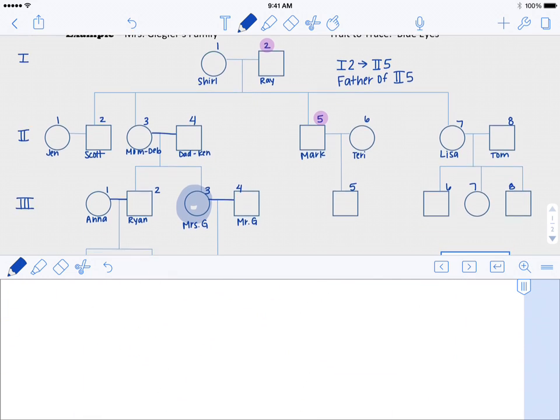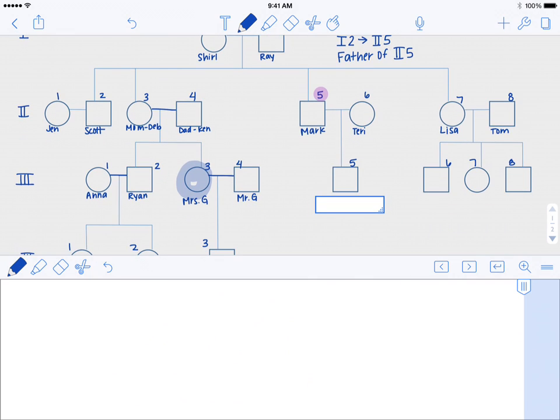Now, I'd like you to take a look at persons 3,5, 3,6, 3,7, and 3,8. Try to identify what the relationship is between me and them. I'll give you a minute, so pause the video.